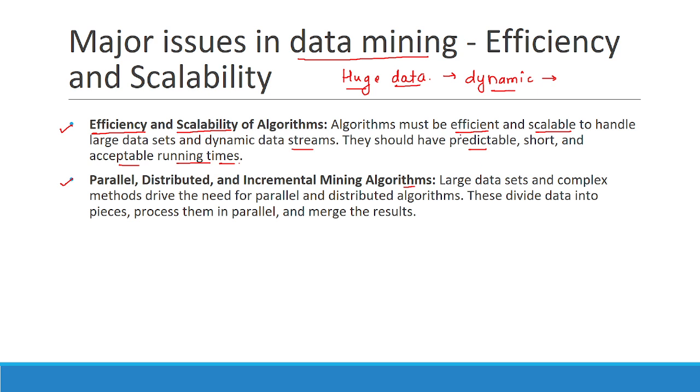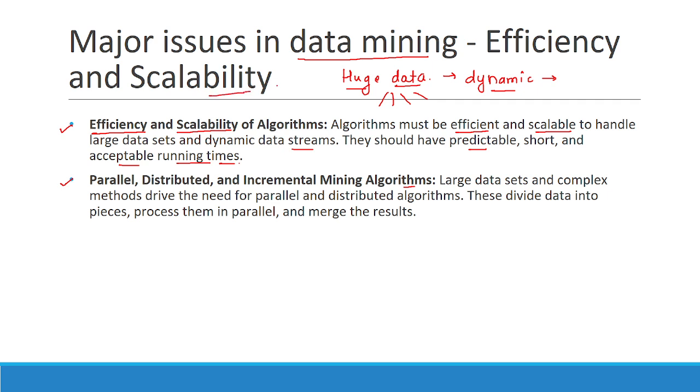So on this large data, on this dynamic data, there is a need for parallel and distributed algorithms, because instead of putting the load on a single system, these parallel or distributed systems will divide the load. They will divide your huge data into smaller pieces and then start working on it. So there is a need for parallel, distributed and incremental mining algorithms for the sake of efficiency and scalability.